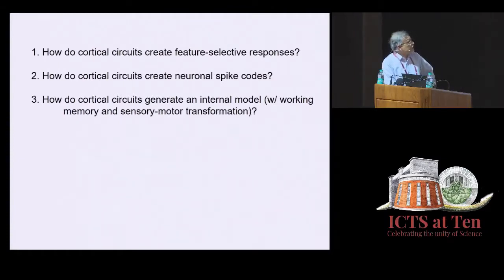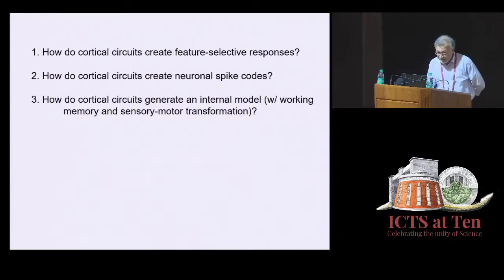I'll take you through three questions quickly. How do cortical circuits create feature selective responses? What that means will become clear in a minute. How do cortical circuits create neuronal spike codes? How do cortical circuits generate an internal model, in this case, of a task that a mouse we can train to do, in which there is working memory and sensory motor transformation? How does the mouse model this task in the dynamics in its head?